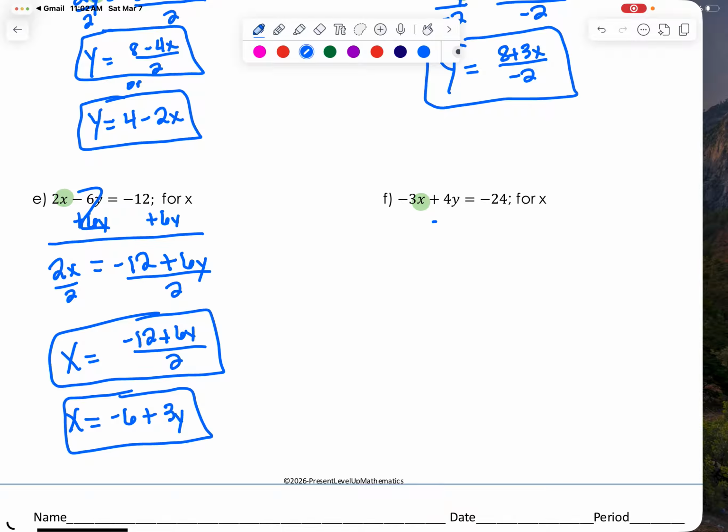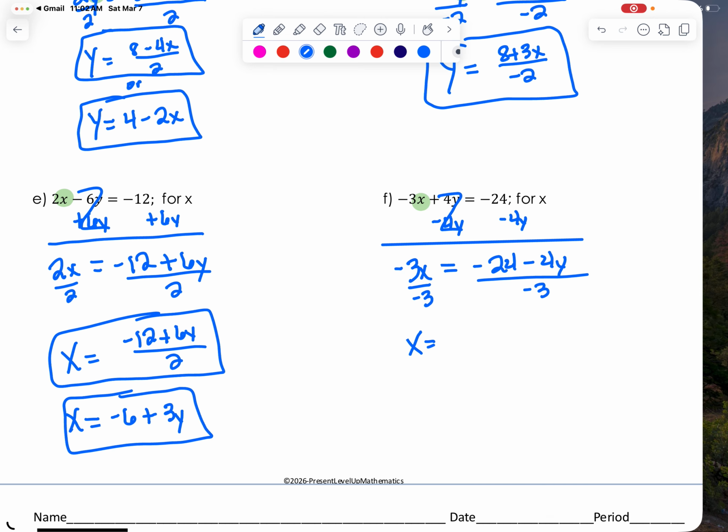For my first step, I subtracted the 4y from both sides. So negative 3x, this zeroed out, is equal to negative 24 minus 4y. Then I divided both sides by negative 3. So this cancels with this and left me x equals, and this side we have negative 24 minus 4y divided by negative 3.